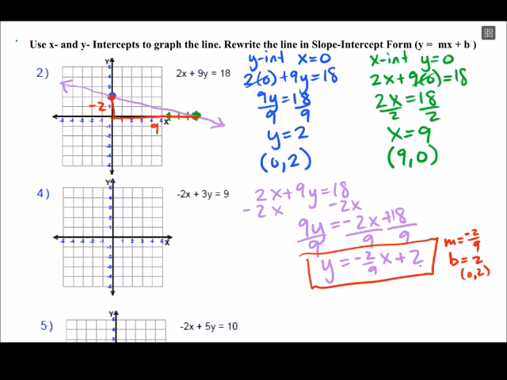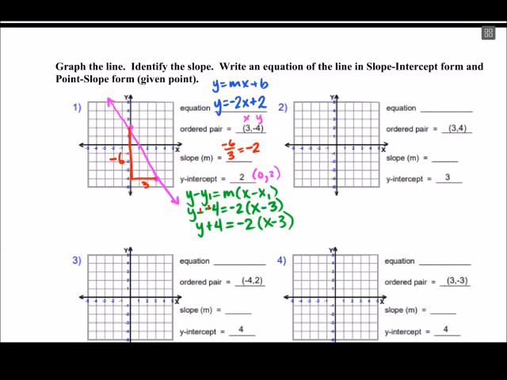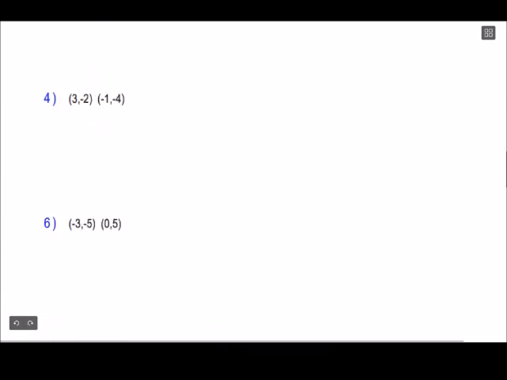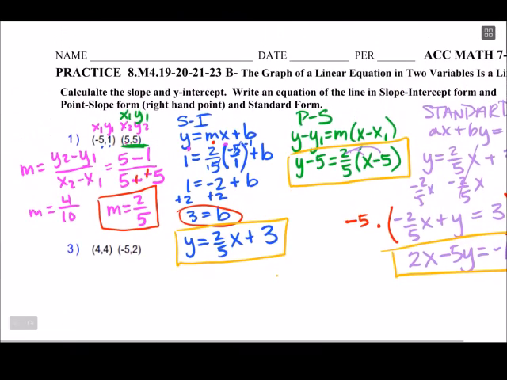So I hope that is helpful in understanding how to graph a line from standard form using your x and y intercepts, how to use your slope and a given point to plot a line, write slope-intercept form, write point-slope form, and how to write slope-intercept form with an unknown b, an unknown y-intercept. I hope you enjoy linear equations.